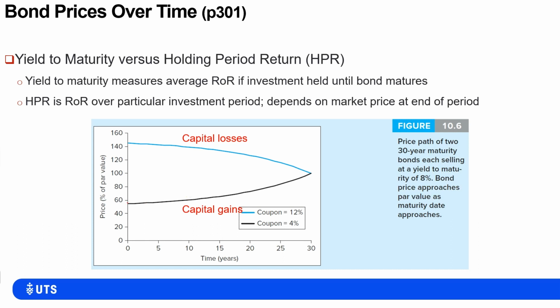That's why we have the discount bonds. That's why we have the discount. And we have capital gains to offset the low coupon payments so that the bondholder can receive a market return.